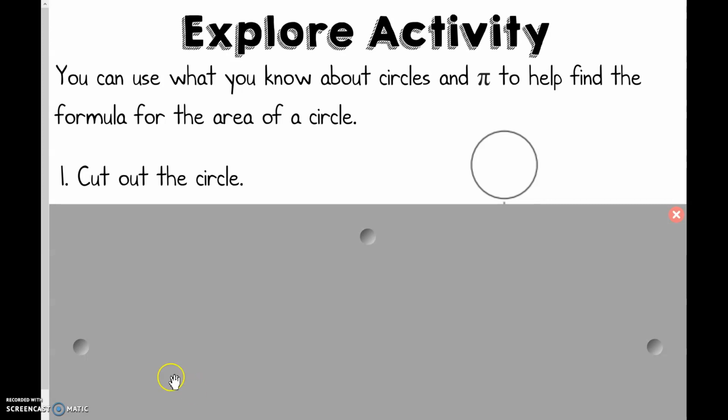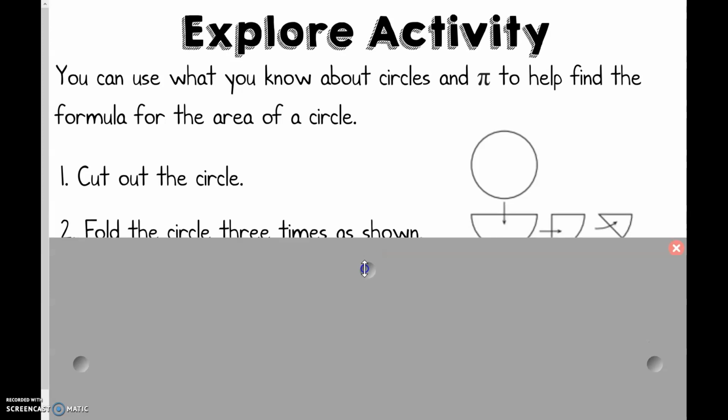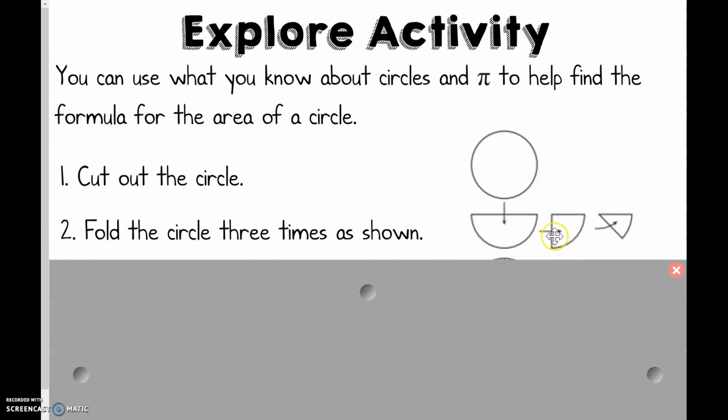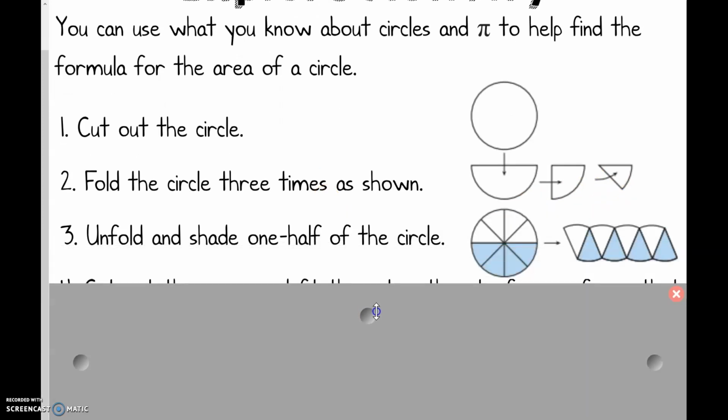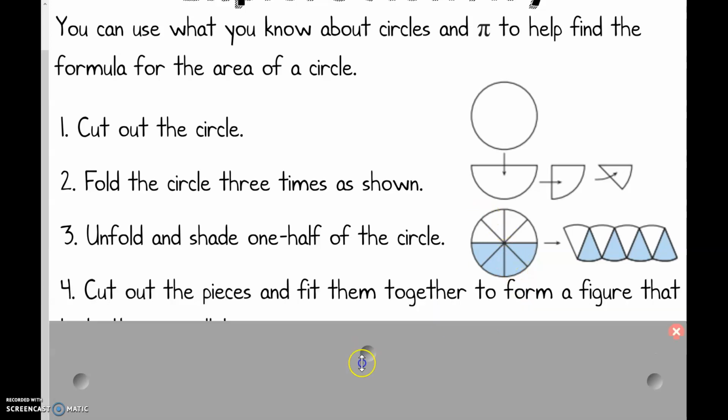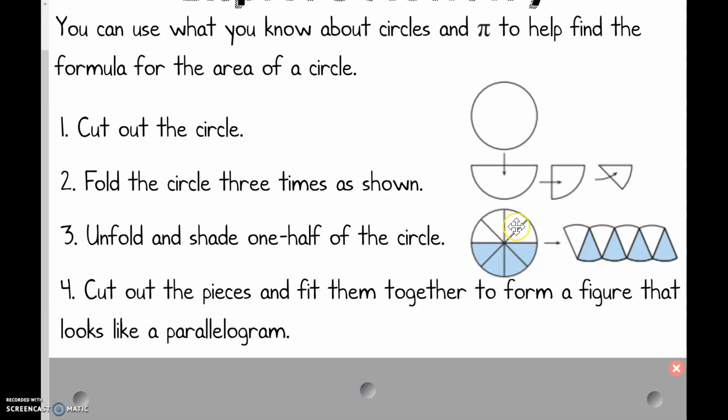So what we would have done in class is I would have given you a circle, you would have cut out the circle. Then we would have folded the circle smaller and smaller, right? Fold in half, fourths, and then one more time, okay? And then we would have opened it back up and we would have shaded in half of it. And then we would have cut the triangles that we have from our circle. And when you take your triangle pieces from your circle, you can actually form them together to create this parallelogram.